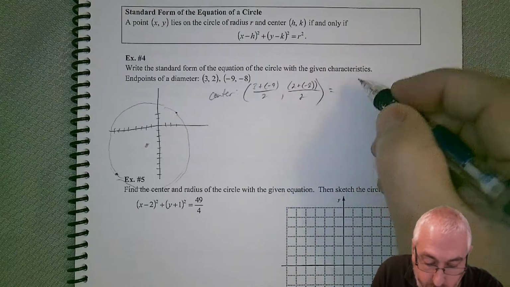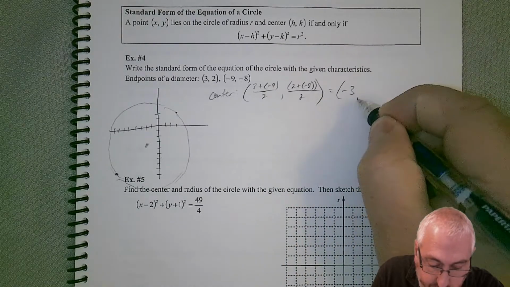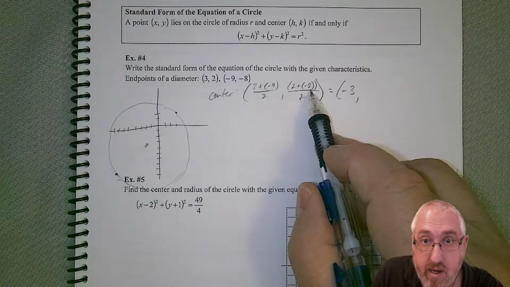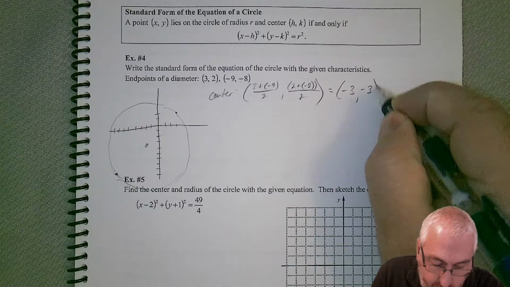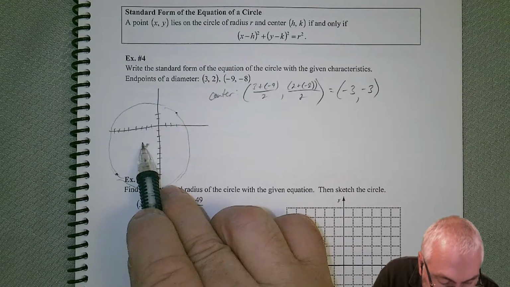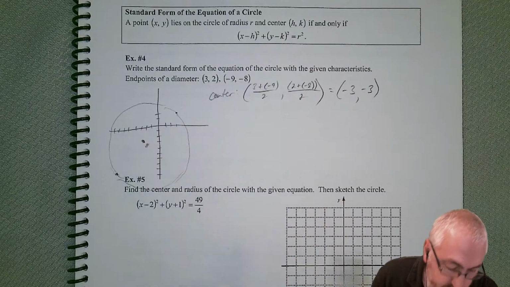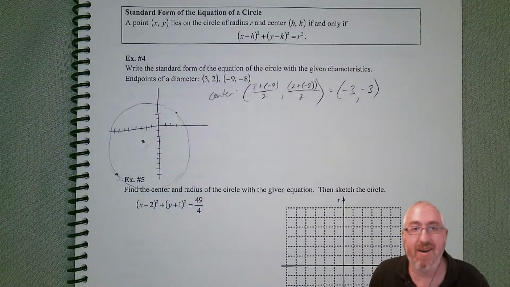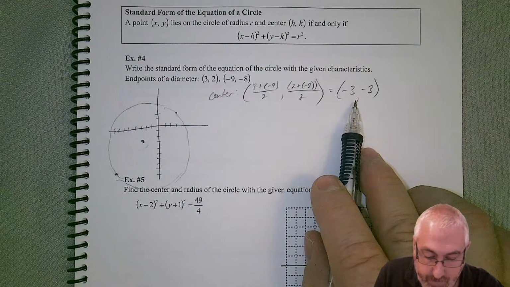So that's going to give you what? Negative 6 over 2, which is negative 3. And 2 plus a negative 8 is a negative 6. Negative 6 over 2 is a negative 3 as well. Well, isn't that interesting? So we were fairly close on our sketch. It doesn't look quite right, but my drawing's not the best either. But that should be the center of your circle.